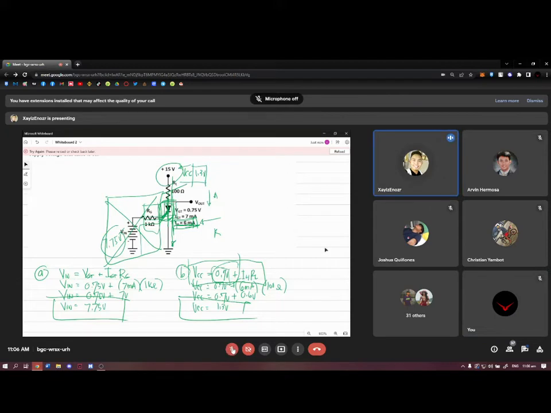Hindi magta-turn off si SCR. Magta-turn off siya pag bumaba ng 6 mA yung current from anode to cathode. Ha? Pag sumobra is okay lang. Okay? Pag sumobra yan kasi, yun yung purpose kasi ng mga load resistance.